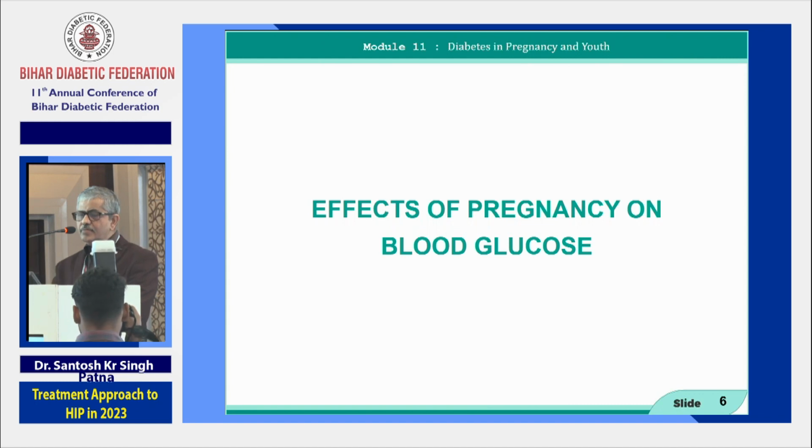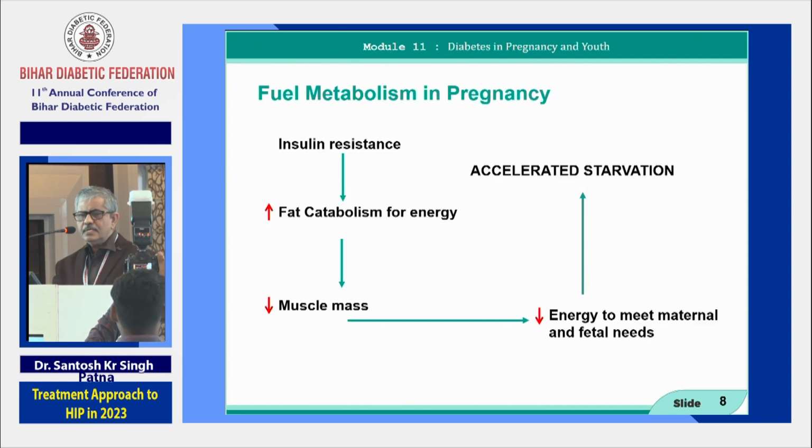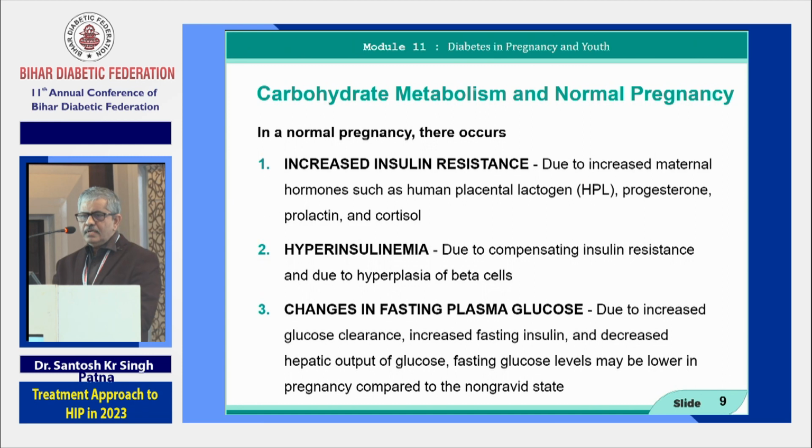Now, effects of pregnancy on blood glucose, this is known to us. Nutritional demands by the fetus, metabolic changes in the mother, and it transforms in this scenario. So insulin resistance, increased fat catabolism, reduced muscle mass, and it is a state of accelerated starvation. Increased insulin resistance stems from hormones which we didn't talk about in the morning: human placental lactogen, prolactin, progesterone, and cortisol during pregnancy, which can aggravate the insulin resistance, and this leads to hyperinsulinemia.